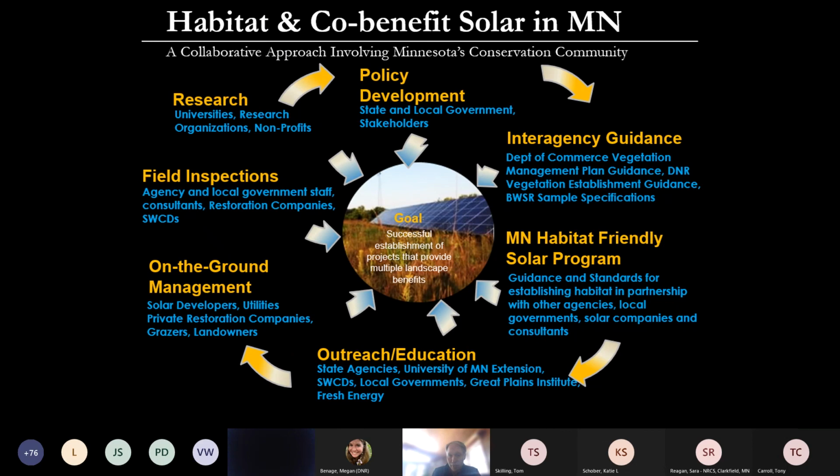There's a lot happening on this slide, but it's intended to show the bigger picture of collaboration on solar projects to accomplish co-benefits. Starting with policy development, there are different groups involved with thinking about policy and interagency guidance. This includes the DNR guidance, and guidance through the Department of Commerce and BWSR. Then our program, outreach and education, on-the-ground management, field inspections, and research. So really a lot of different organizations are involved in solar projects in different ways.